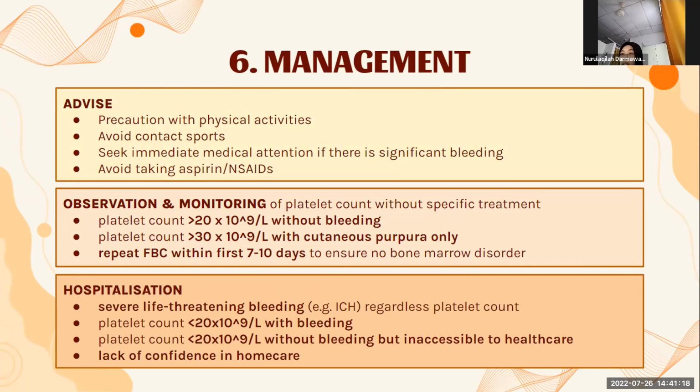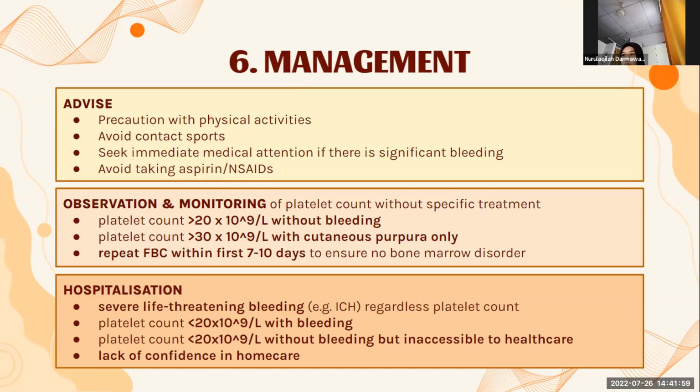Next is about management. For management, most children with ITP can recover without treatment, so not all children with acute ITP need hospitalization. Actually about 75% or 80% of children can recover completely from ITP within about 6 months. So one of the management options is first to advise the patient and also the family to take precautions with physical activity, especially activity that potentially exposes the children to trauma.